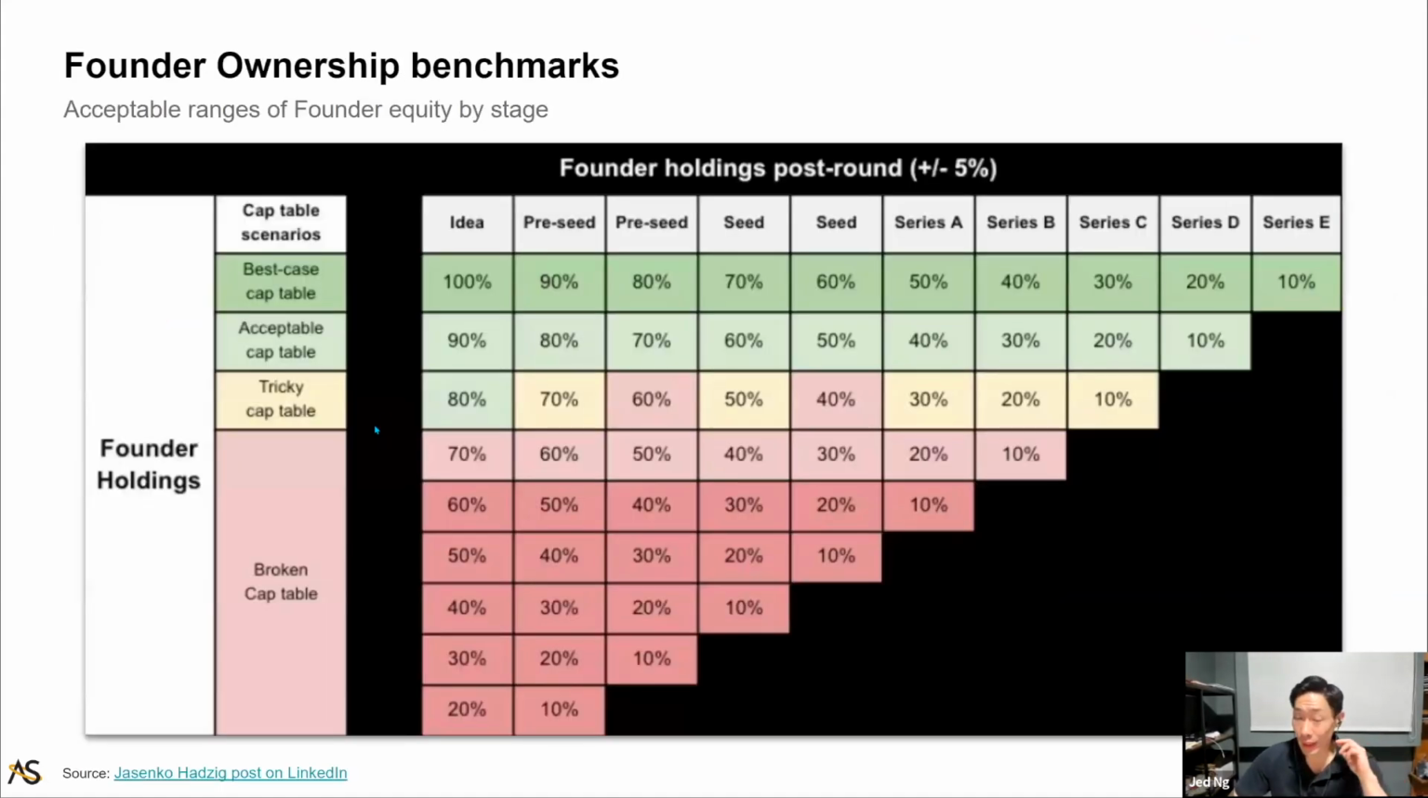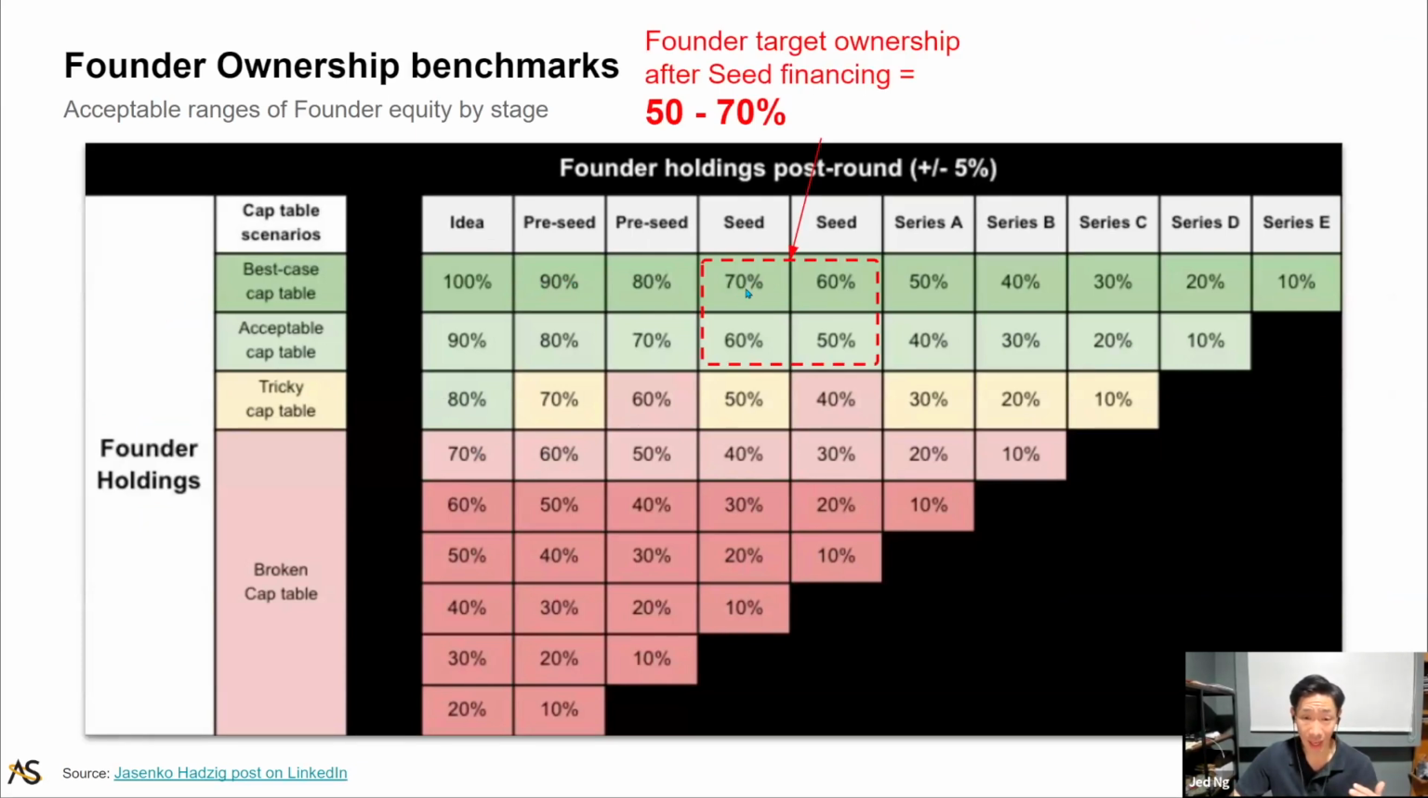This table here is a rough chart showing share ownership. It shows founder ownership, or founder equity, across different stages of companies. So you can use this as a rough guideline. The way to read this is that the ideal case at, let's say, seed stage is that founders should own 60 to 70% of the company still at seed stage. And if they have 50 to 60%, it's still okay.